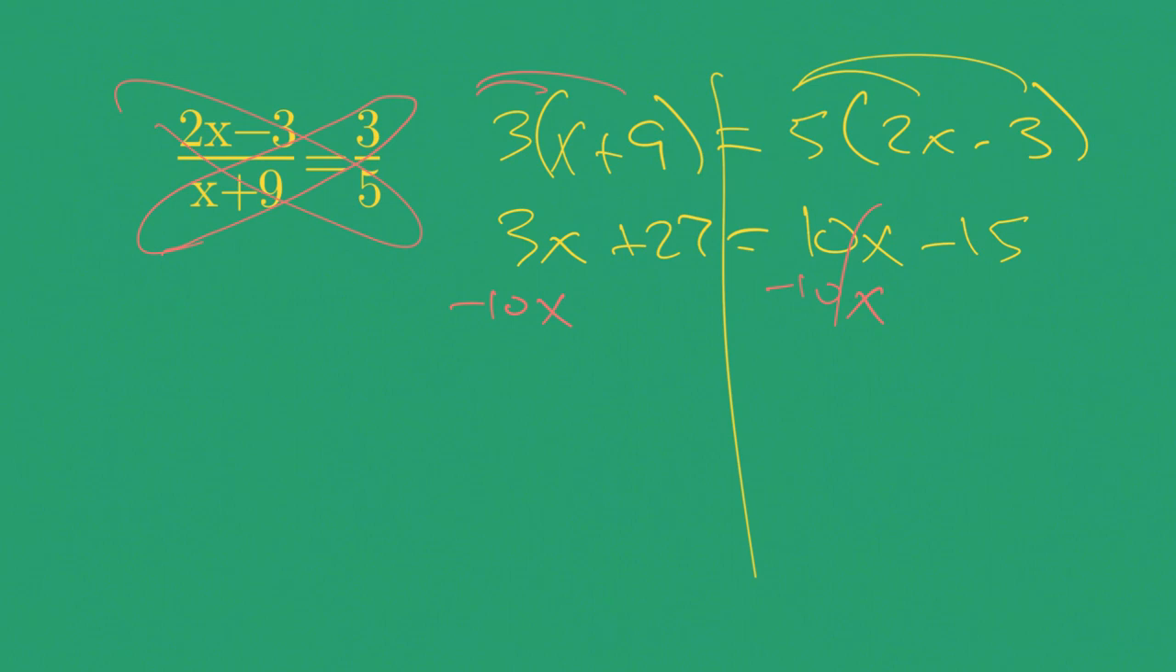Now, what's 3 minus 10? Thank you. Negative 7x plus 27 equals negative 15. Guys, bring everything down as you go through these. Keep your equal signs lined up. Bring everything down with you. Negative 7x plus 27 equals negative 15. Yes?